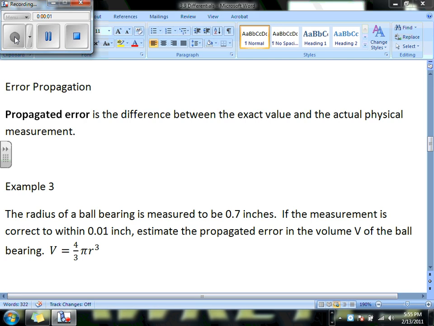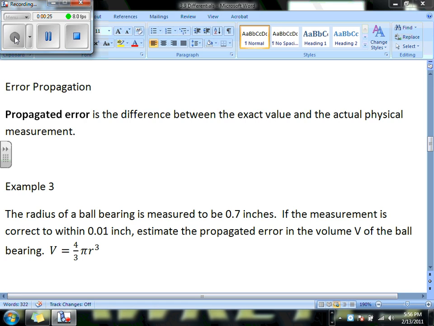Okay, the last example for this section is propagated error. We're going to have a company that makes a ball bearing, and we always have human error making something, and even machines can make error. Never perfect. So first of all, propagated error is the difference between the exact value and the actual physical measurement.